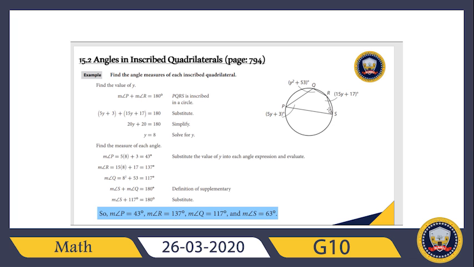Now what about S? How can I find it? I don't have any expression related to y here, but I know from the theorem of inscribed quadrilaterals that S is supplementary with Q. So Q plus S is 180. The measure of S plus the measure of Q is 180. I know the measure of Q, which is 117. So the measure of S is 180 minus 117, which is 63 degrees. So P is 43, R is 137, Q is 117, and S is 63 degrees.